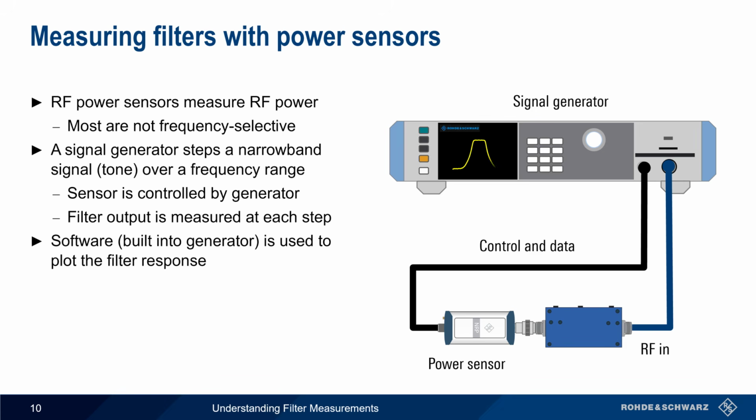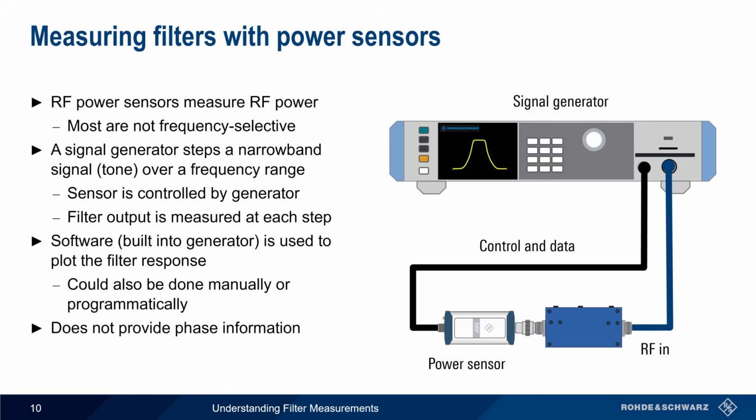Software within the generator can be used to plot the filter response, although this could also be done manually or by means of a user-created program. However, like the wideband noise source method that we looked at just a few moments ago, this measurement method only provides magnitude information.